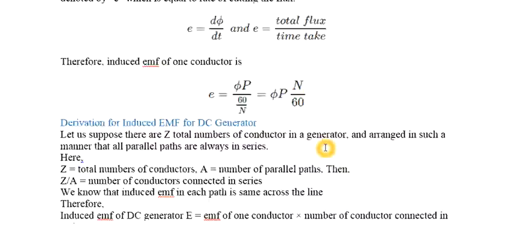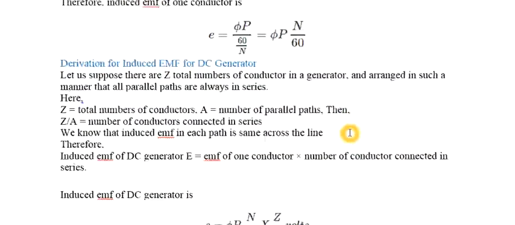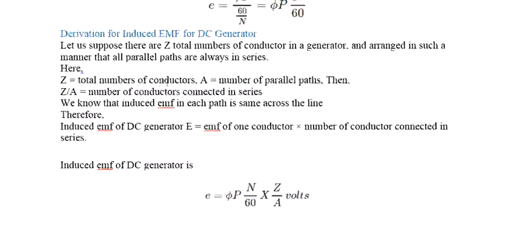We will see what will be the induced EMF for the overall DC generator. Because we will have several conductors in a DC generator, and those conductors are placed in different numbers of parallel paths. So if you take the voltage across one parallel path, it will be enough, because all parallel path voltages will be equal since they are connected in parallel. So several conductors are connected in one parallel path, and we need to get that overall voltage. In order to get that, Z is the total number of conductors in the entire generator, and if you take A as the number of parallel paths, then Z by A will be the number of conductors connected in series in one parallel path, right?